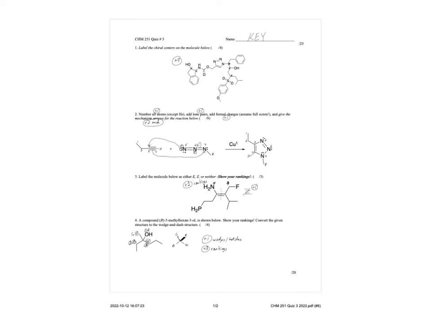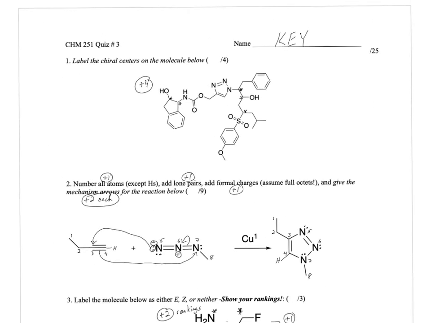Quiz 3. So the first step for this first question was to label the chiral centers. Again, these are going to be sp3 hybridized atoms bonded to 4 different things, right? And a lone pair doesn't count as 4 different things. So a lot of folks thought that a nitrogen would be one, but it can't be.